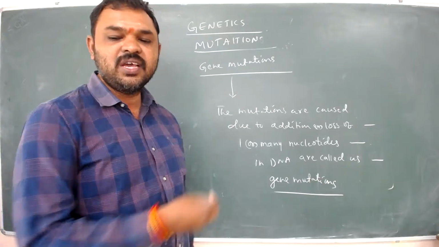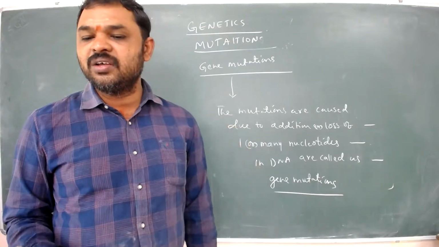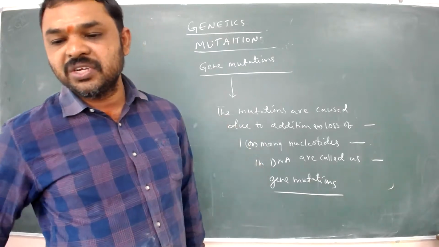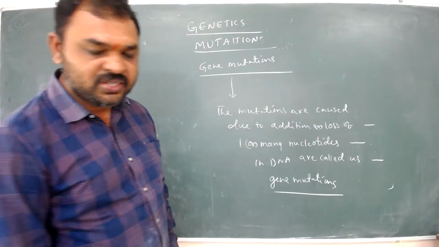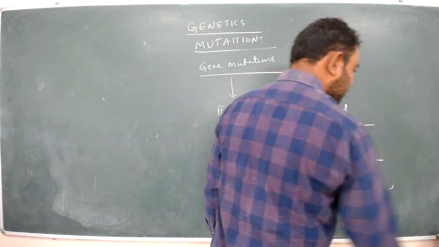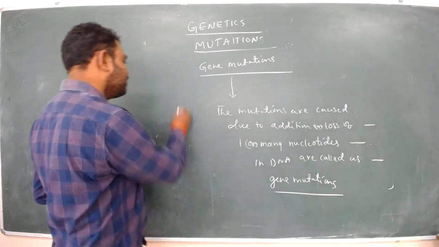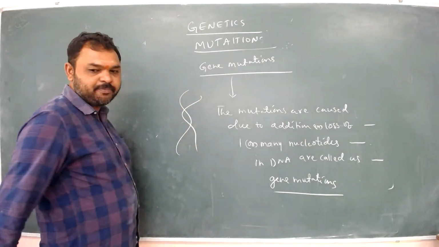So here, nano level changes are happening. These cause gene mutations. So you can see that a gene mutation occurs in the DNA instead of the chromosome. These changes occur in the DNA.